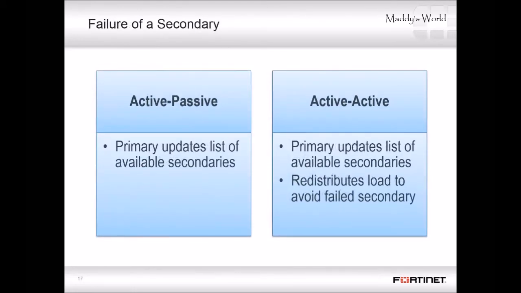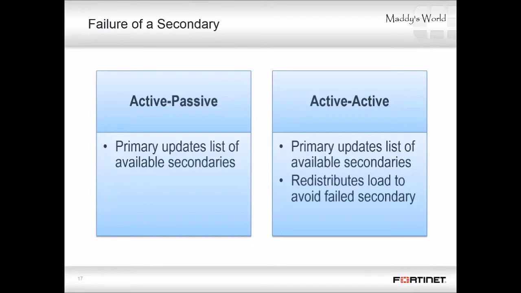If a primary fails, it triggers an HA failover. What happens if a secondary FortiGate fails? In an active-passive cluster, the primary only updates its list of secondaries. It monitors for a failed secondary, waiting for it to come online again, but doesn't try to sync to it.